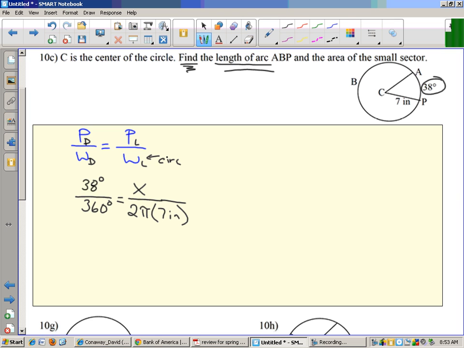Now we can do our proportion. We can cross multiply and solve. Degrees divided by degrees are going to go away. When I multiply this out, I'm going to get 14 pi inches down here.